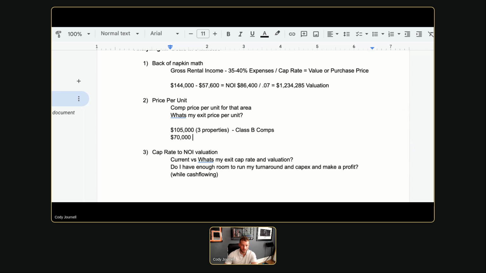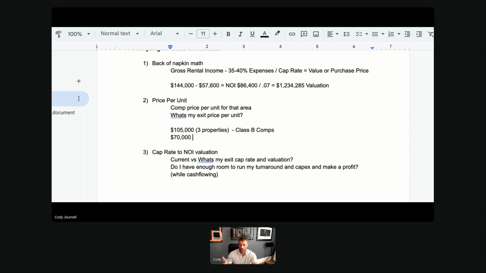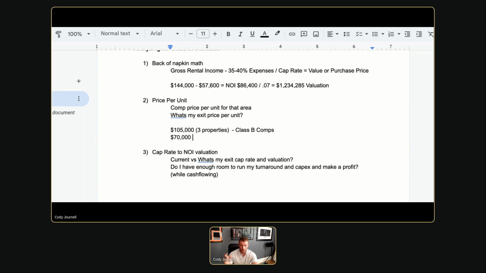The price per unit in Roanoke, I know it depends on the area, but if I can get anything under 80,000 a unit and I can bring it up to Class B, they're selling for anywhere from 105 to even sometimes 115, 120. So that gives me a pretty good delta to come in, do repairs, do upgrades, do things like that, get it operating better.